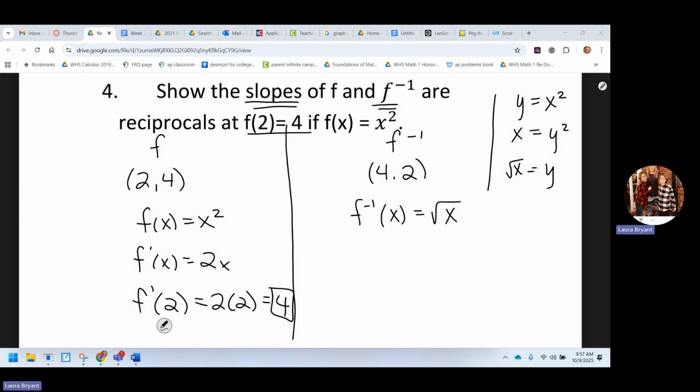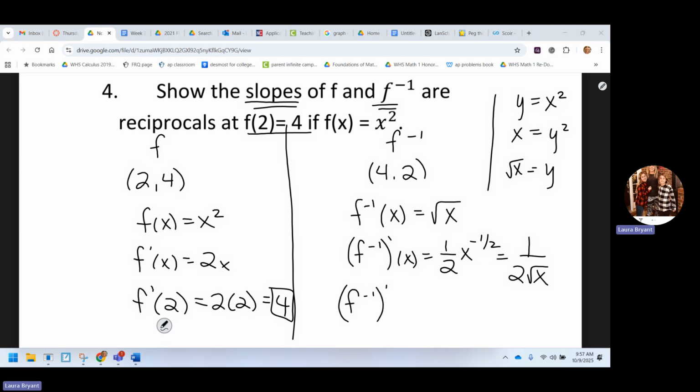And on the other side, my inverse, my notation gets a little crazy here. F inverse prime of x. So F inverse prime is, think of that as x to the 1/2. I get 1/2 x to the negative 1/2, which is 1/2 square root x.